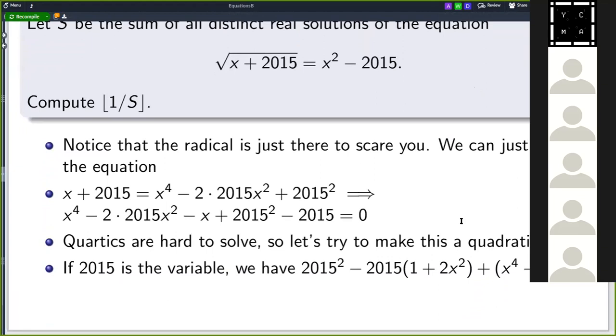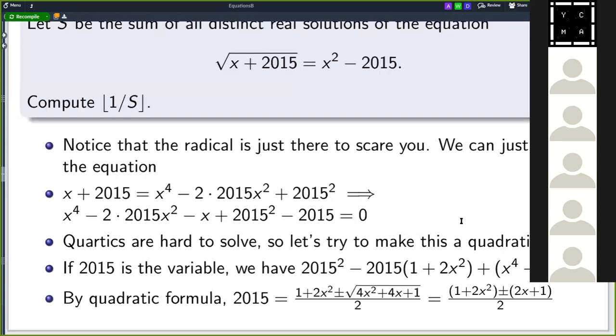So now how do we solve this quadratic? Yeah, we just use the quadratic formula. Even though 2015 is our variable, the quadratic formula still works perfectly well. So let's plug in, and we'll get that 2015 is equal to 1 plus or minus the square root of our discriminant, all over 2. If you expand it out, the discriminant becomes 4x squared plus 4x plus 1, which is a perfect square.